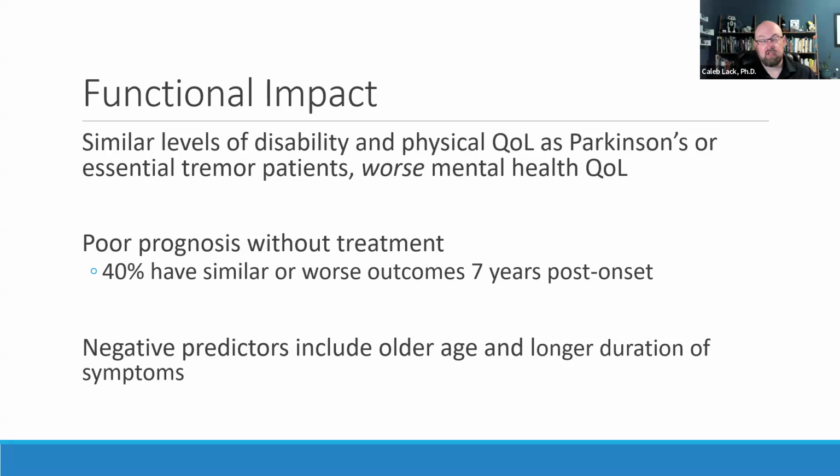The big predictors of longer-term problems are older age and longer duration of symptoms, right? So the longer this goes on, the worse your overall outcomes are going to be, which is why early identification and then intervention becomes very, very important. Usually that longer duration of symptoms is related to being older. So, lots and lots of functional impact, very, very negatively on people's lives.